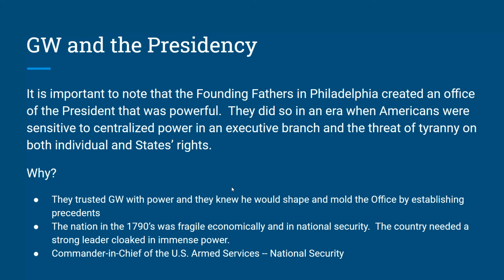Two, and I think more importantly, the nation in the 1790s was in really big trouble. I mean, economically, in terms of national security, the country needed a strong leader that was cloaked in immense power to help us get through the emergency, right? And of course, we needed a commander-in-chief. We needed someone in charge of the army, of the armed services.